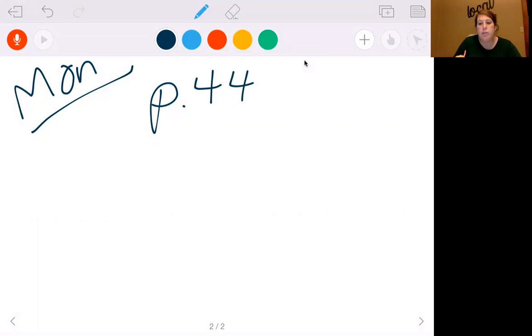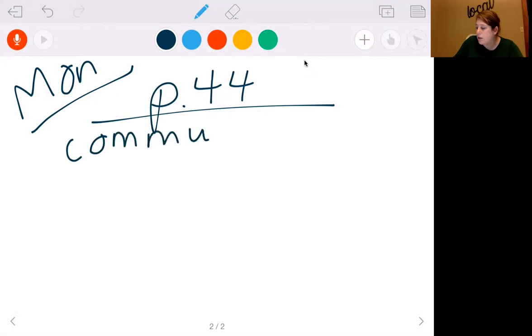This should be a review from last year and kind of this year because we did a little bit with addition properties. So let's take notes on these. And like I said, as soon as I start, you'll probably realize you did this last year. So the first one is commutative.